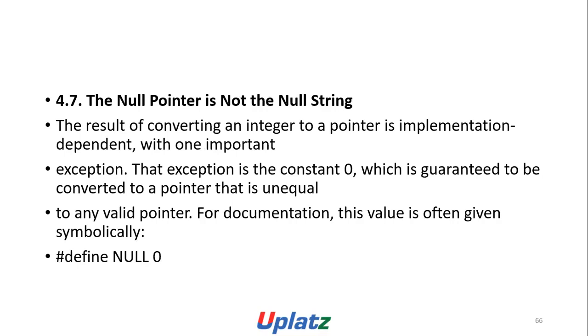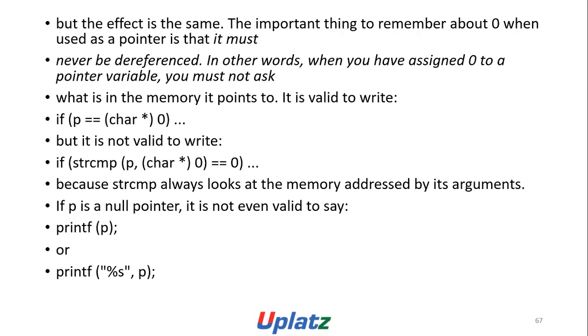The null pointer is not the null string. The result of converting an integer to a pointer is implementation dependent, with one important exception. That exception is the constant 0, which is guaranteed to be converted to a pointer that is unequal to any valid pointer. For documentation, this value is often given symbolically, defined as NULL 0, but the effect is the same. The important thing to remember about 0 when used as a pointer is that it must never be dereferenced.